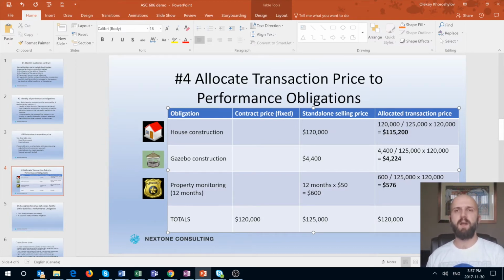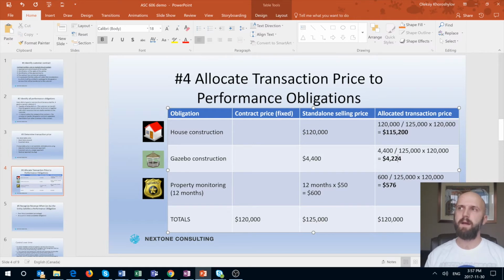So you can see that the customer is getting a $5,000 discount because he bundled those obligations under one contract, and he was able to negotiate a better price. Allocated transaction price is calculated as follows. It is the standalone selling price of each performance obligation, which is $120,000, divided over the sum of all standalone selling prices, which is $125,000, multiplied by the contract price of $120,000. So this is how we came up with an amount of $115,200 for our house construction sub-project that sits under on-account transaction.